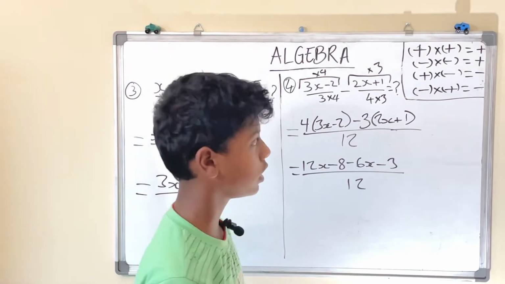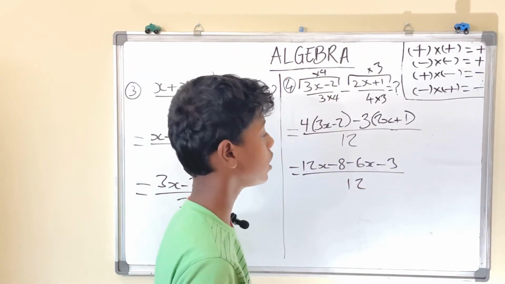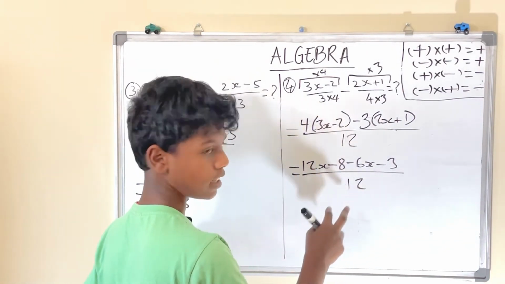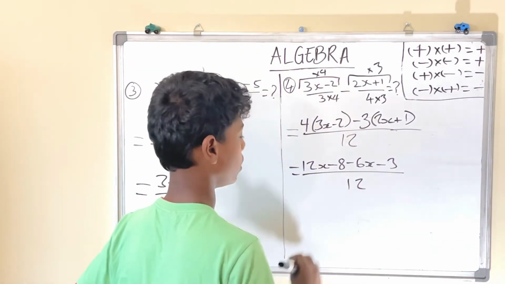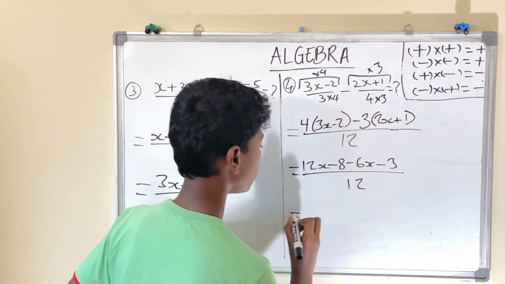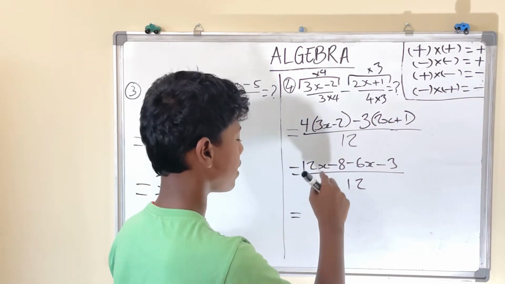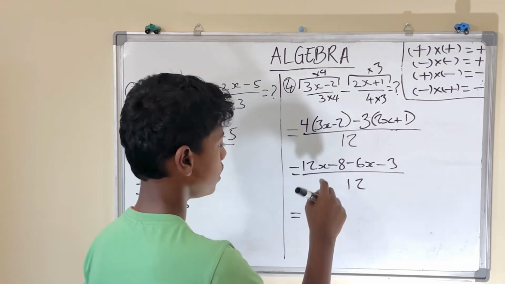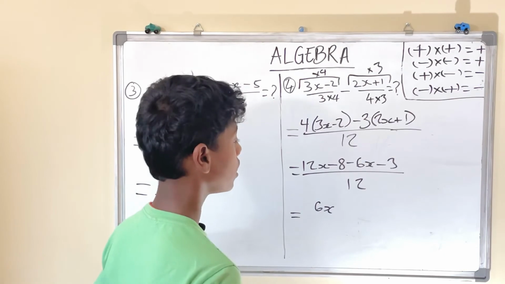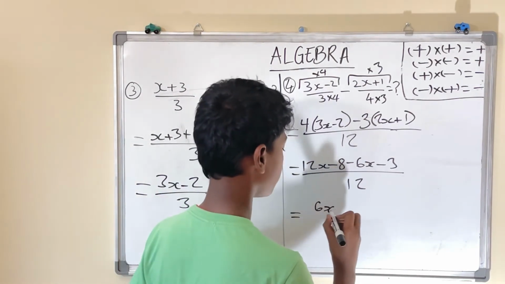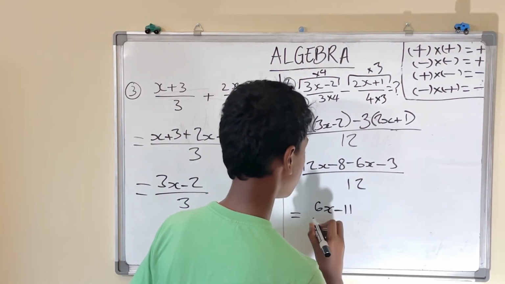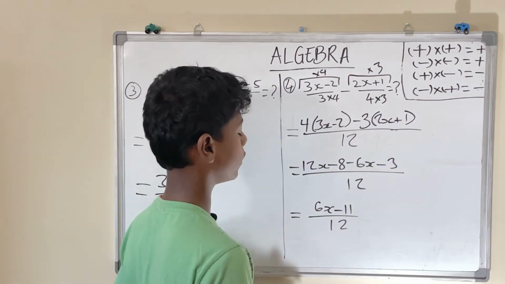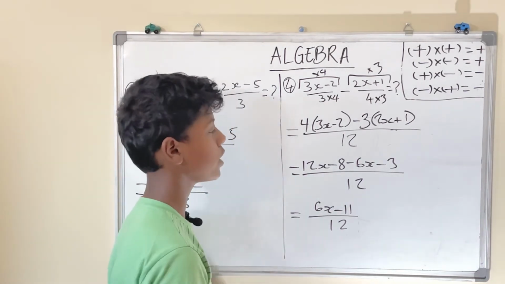If you want to check out the signs, we have a reference over here, and you can use it. So now we're going to do our x's, and then we're going to separate it with our numbers. So we're going to write an equal sign. So 12x minus 6x is 6x, and then negative 8 minus 3 is minus 11, so negative 11. 6x minus 11 over 12. So 6x minus 11 over 12 is our answer for this question.